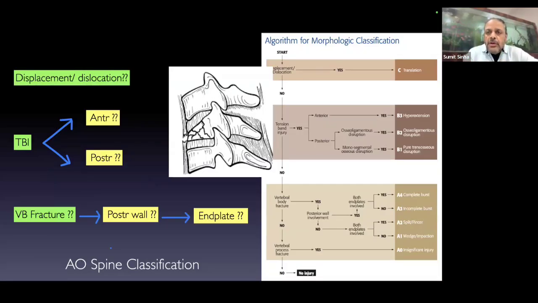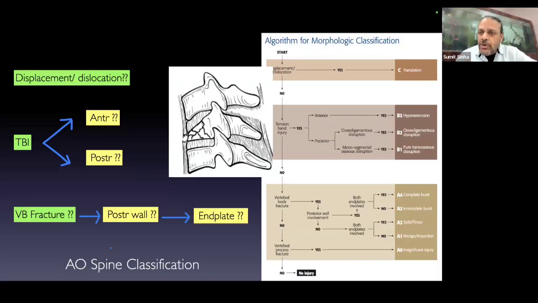Number two question is, what is the status of the posterior tension band? Now, posterior tension band is the ligament complex, which is considered to be the most important denominator determining the stability of the spine. I'm specifically talking about the posterior tension band, which is the most important factor in deciding about the stability of the spine. So when you see this tension band injury, you have to see whether this is an anterior tension band injury or a posterior tension band injury.